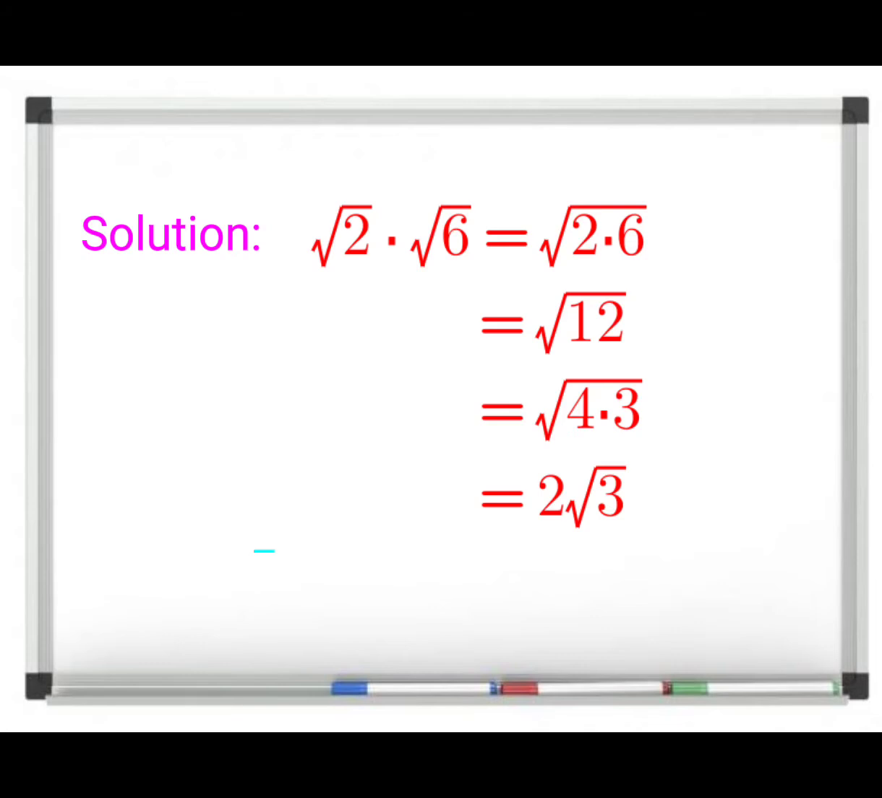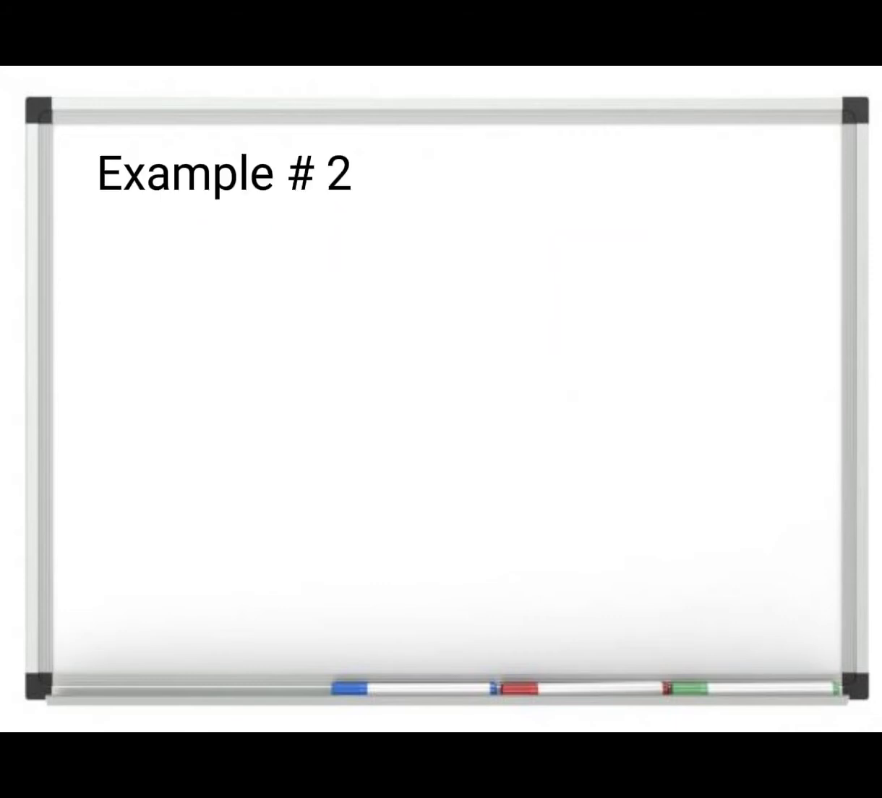Extracting the square root of 12 by factoring using the highest perfect square of 12. It is equal to 4 times 3. Taking the square root of 4, so the final answer is 2, the square root of 3. Did you get it, dear learners? Yes, sir. Good job.